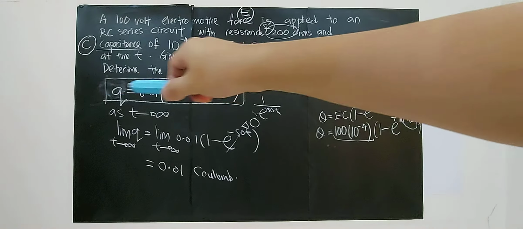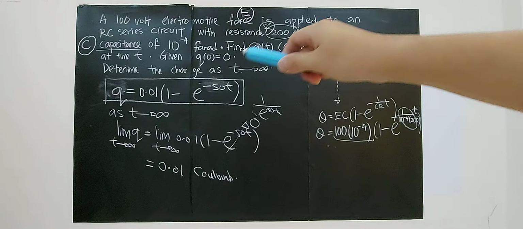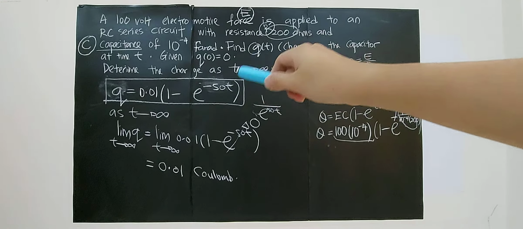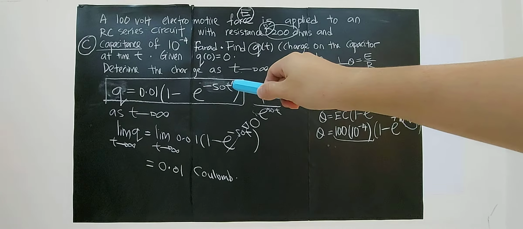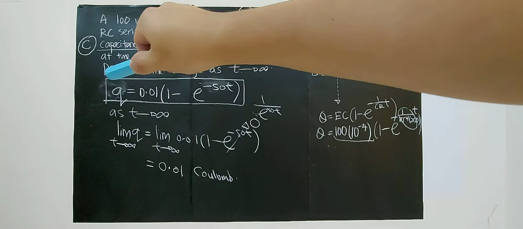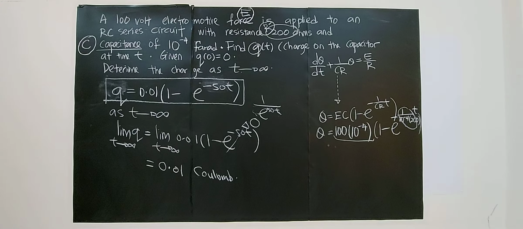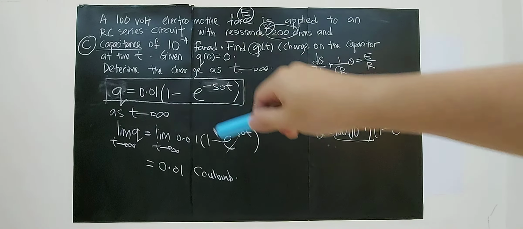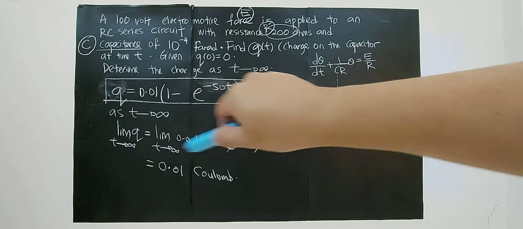We can also use this formula when the time t is 1 second, or t is 0.003 seconds, and find the charge at that time. But usually this formula is used to determine the limiting charge of the capacitor.